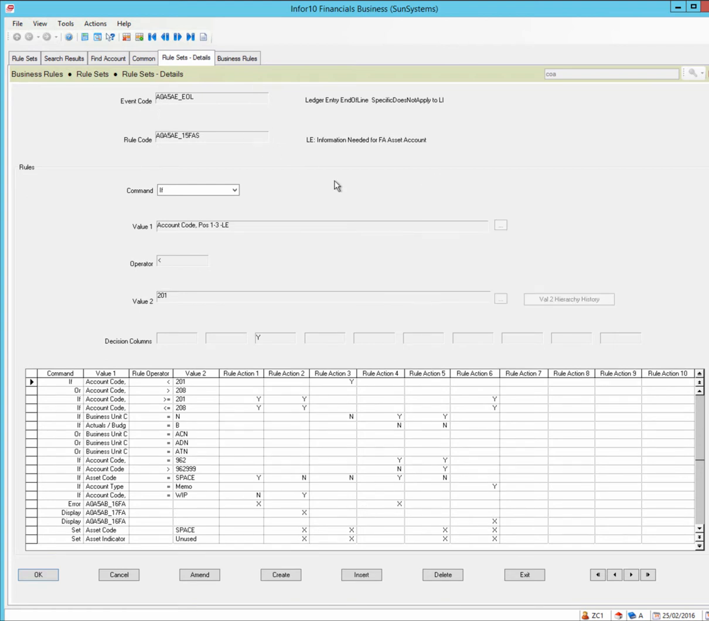The event driving the business rule that we're looking at on the screen here is the ledger entry end of line. Whenever you push a new line, this rule fires off, and the writer of this rule wrote a little note here. It doesn't apply to ledger import, only to ledger entry.